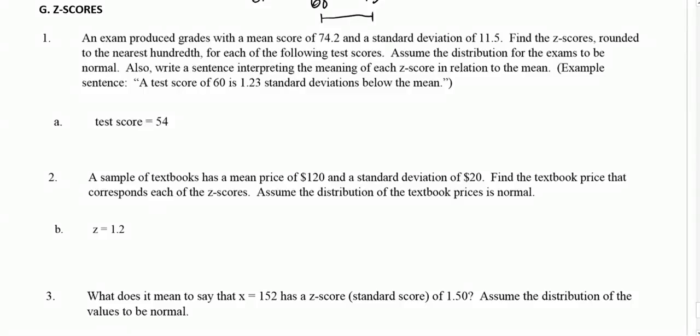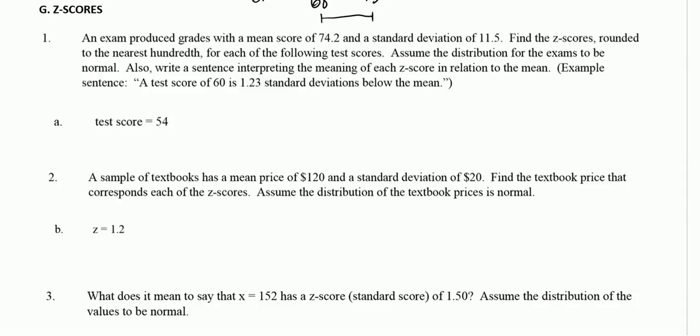Section G on z-scores is taken from 8.7, the worksheet, and we're starting by looking at number 1, part A. An exam produced grades with a mean score of 74.2 and a standard deviation of 11.5. Find the z-scores rounded to the nearest 100th for each of the following test scores. We're just going to look at one of them to give you a start here. Assume the distribution for the exams to be normal. Also write a sentence interpreting the meaning of each z-score in relation to the mean.